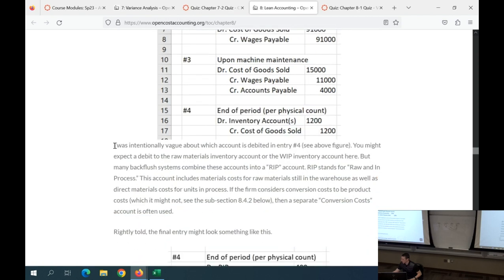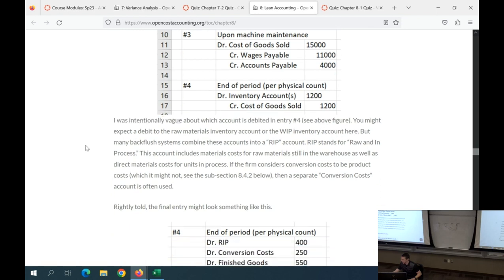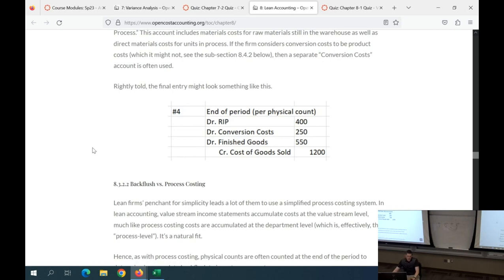Like I said in the textbook here, I was intentionally vague about the debited entry here in number 4, because we're going to go over that now. All right, so this is one of the things that happens. We actually are going to change the inventory accounts, because it doesn't make as much sense to do it this way.